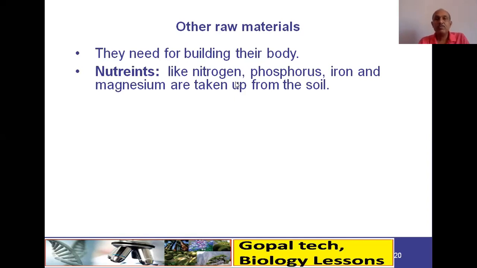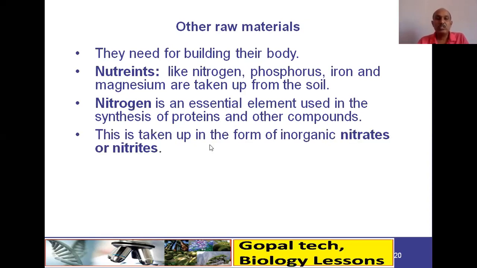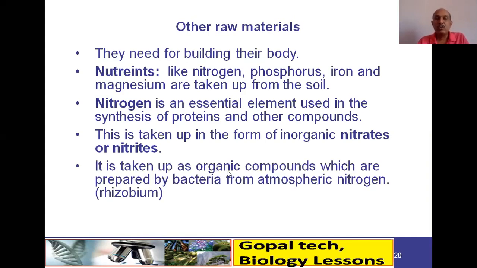Nutrients like nitrogen, phosphorus, iron and magnesium are also required, which are taken from the soil. Nitrogen is a very essential element used in the synthesis of proteins and other compounds. It is taken up in the form of inorganic nitrates or nitrites. Or it is taken up as organic compounds which are prepared by bacteria from atmospheric nitrogen fixation, that is rhizobia.